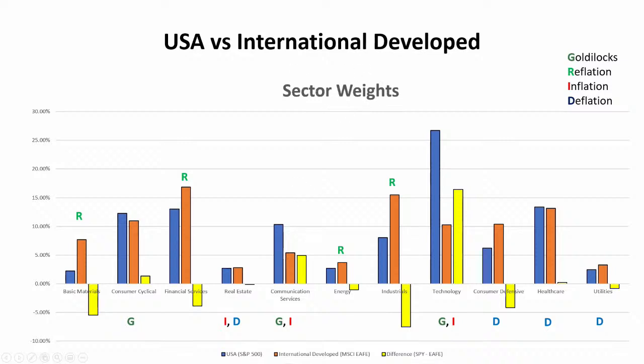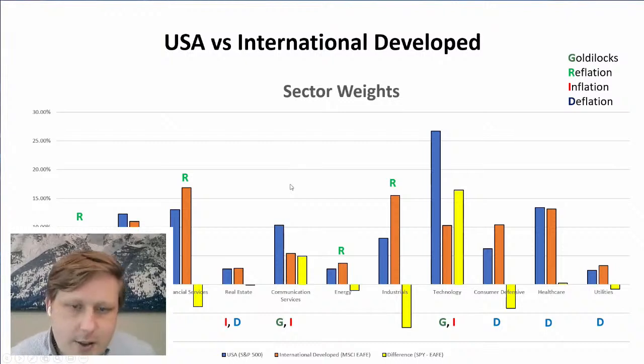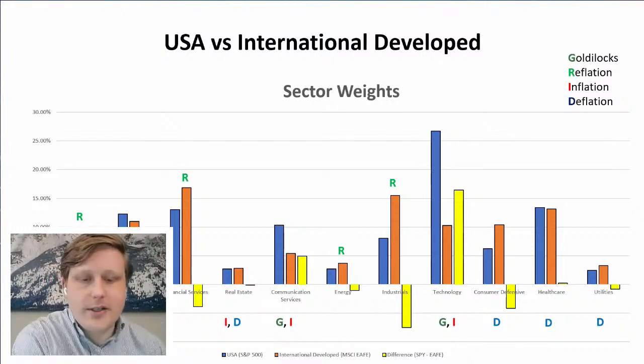Okay, so here the blue bar graphs represent the U.S., the S&P 500, and their weightings in all these different sectors. The orange bar represents the international developed markets, or EFA, and the yellow bars are the difference between the two. So you can see that where the yellow bars are coming down, that is where the international markets are more heavily weighted than the U.S. And this is a top-down analysis in order to make some of these asset allocation decisions.